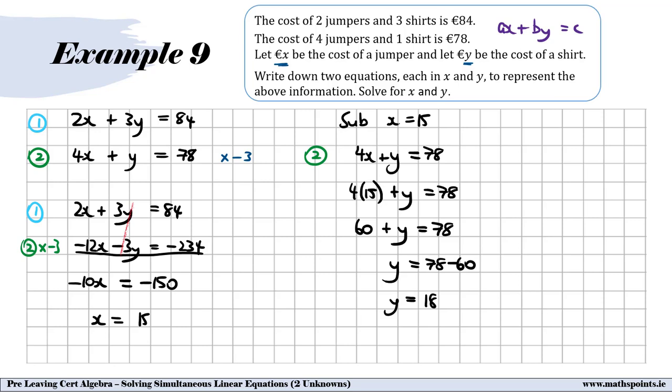So in this question, remember, we're talking about a monetary value. So x is the cost of a jumper. So a jumper, x is equal to 15 euros. And a shirt, y is the cost of a shirt, y is equal to 18 euros.